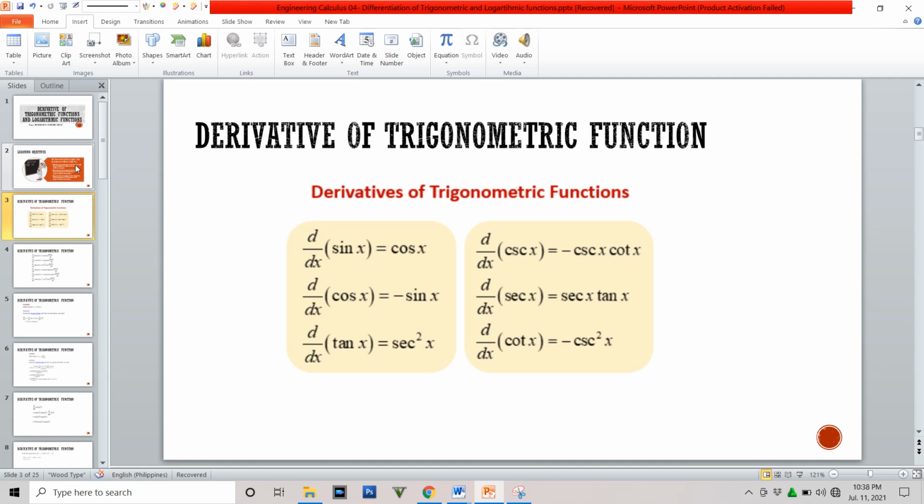And then for the cosecant function, that will be equal to negative cosecant x times cotangent x. And then for the secant, that will just be equal to secant x tangent x. And then for the cotangent, that is just equal to negative cosecant squared x.